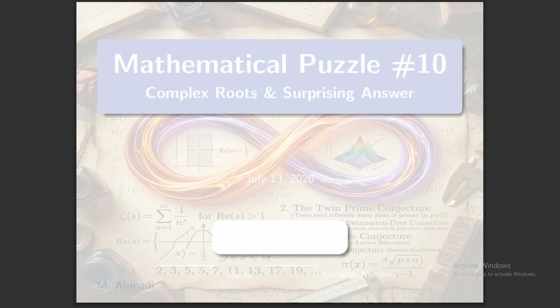Today, we are going to explore a fascinating puzzle that involves complex numbers, square roots, and a surprising result. The expression we are going to solve is the square root of 1 plus the square root of negative 3 plus the square root of 1 minus the square root of negative 3. At first glance, this looks like a messy complex number expression. But as we will discover, the answer is actually a beautiful, simple real number.